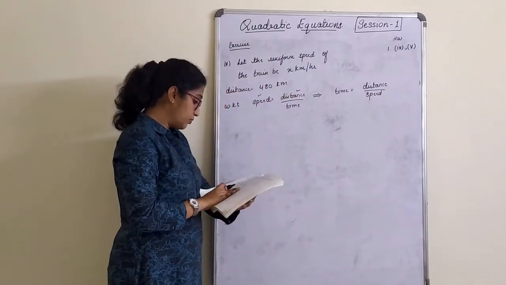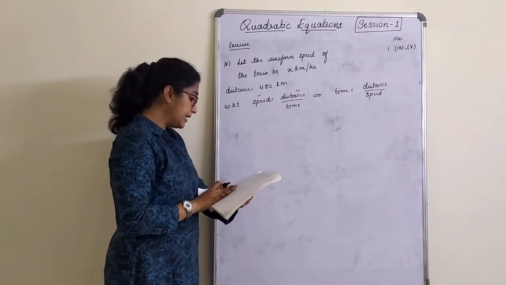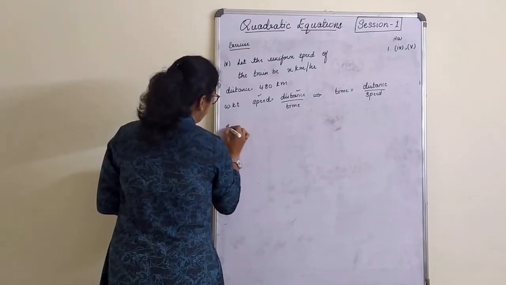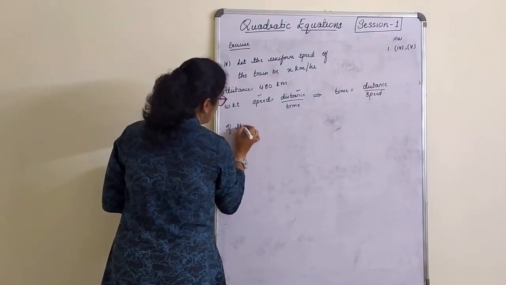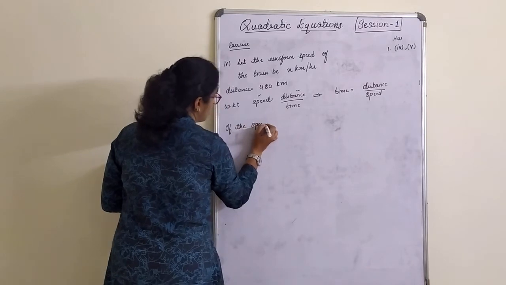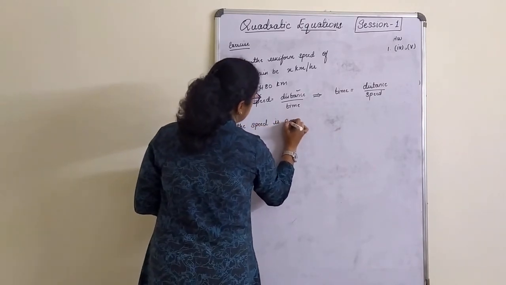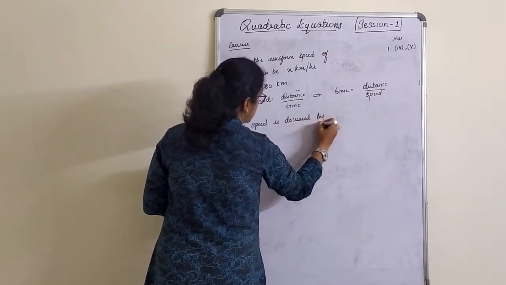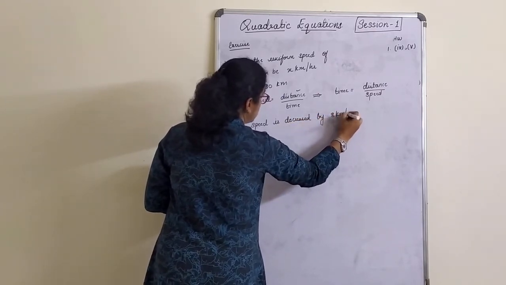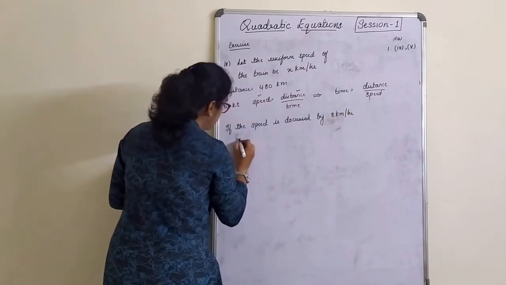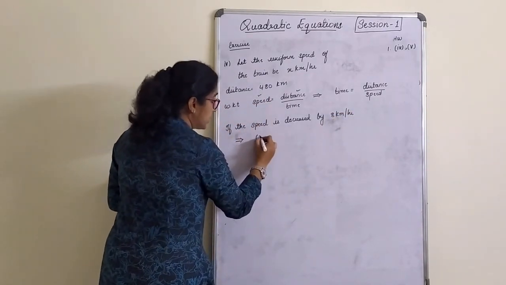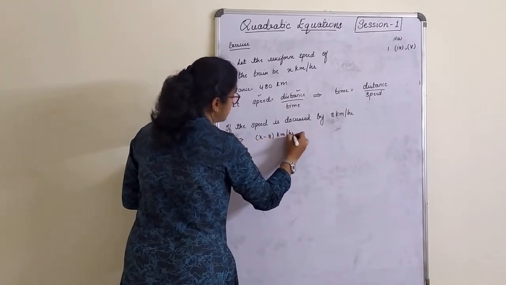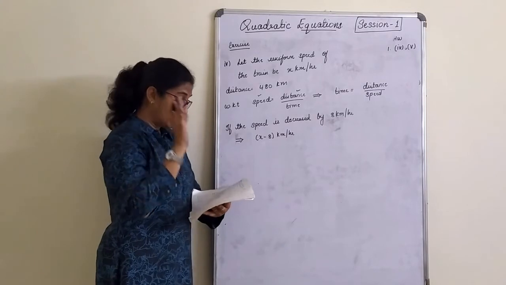Okay, read the question further again. If the speed has been 8 km per hour less, if the speed is decreased by 8 km per hour, what will be the equation? Speed is what? x minus 8 km per hour. Okay, this is the speed. Now keep it as it is.